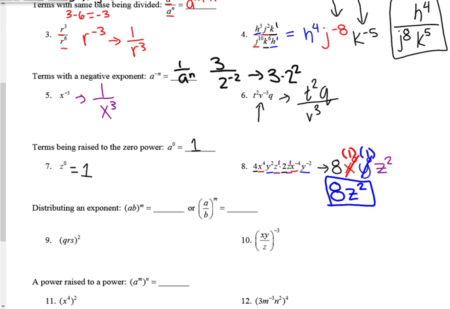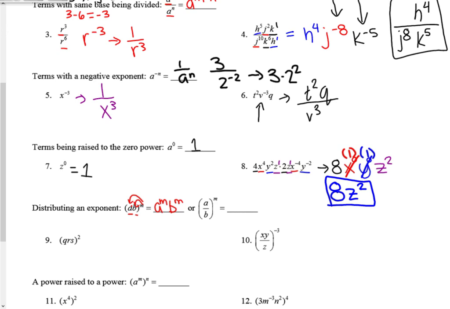The next property we have is for distributing an exponent. So you're going to notice that these exponents are outside of the parentheses, and I have two bases inside. I have a base of a and I have a base of b. We have to distribute this exponent to both the a and the b. A and b both have an exponent of 1, so when I multiply 1 times m, I get a to the m. B has an exponent of 1. 1 times m is b to the m.